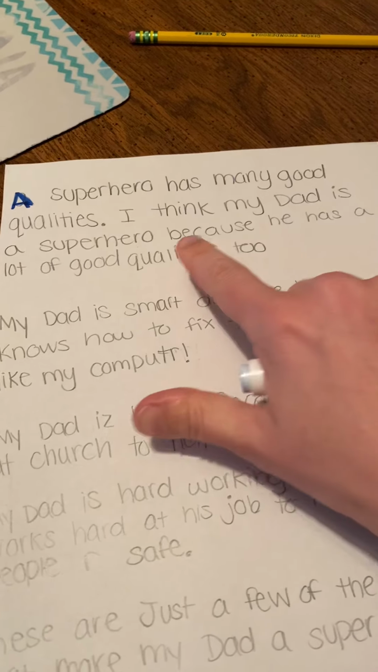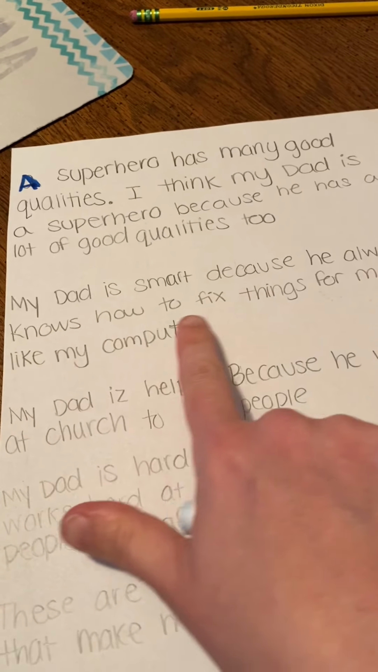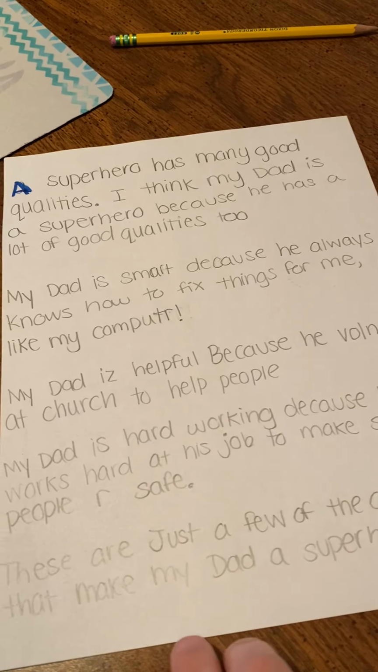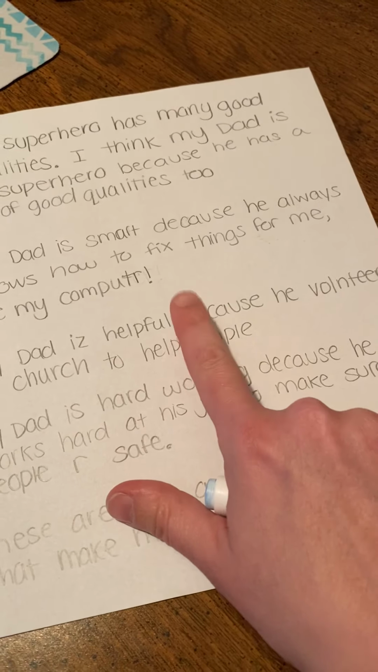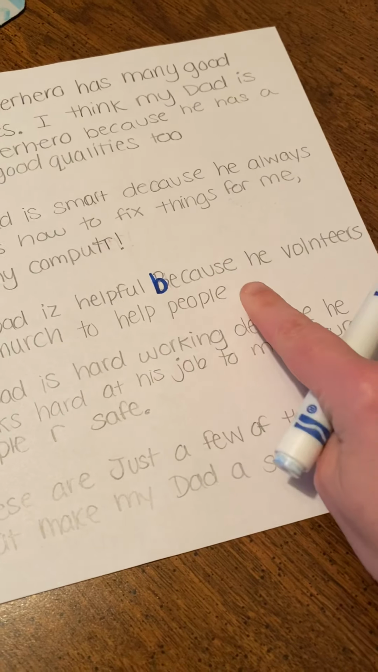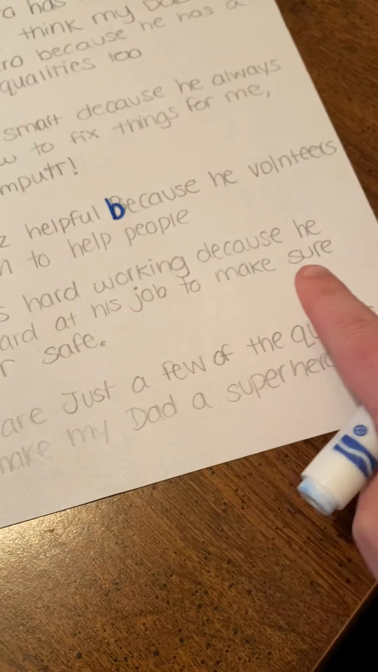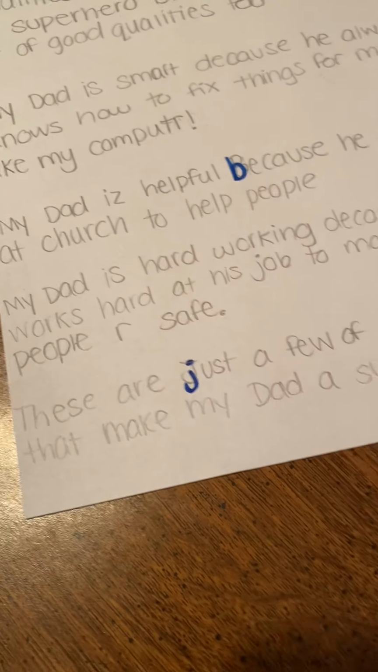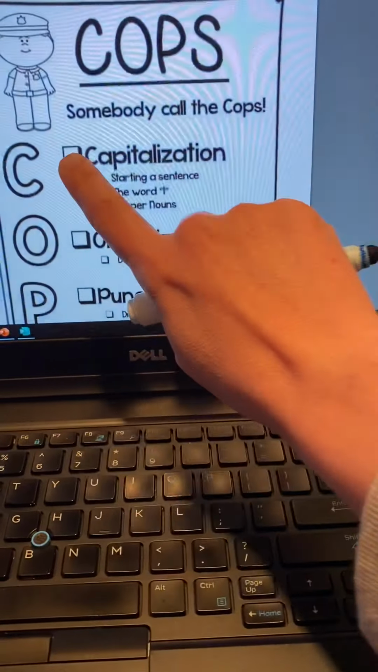I think my dad is a superhero because he has a lot of good qualities too. My dad is smart because he always knows how to fix things for me, like my computer. Capital letter right there. There's no proper nouns, no letter I, or no, the letter I is a word. My dad is helpful because, oh, why is this capitalized? It's in the middle of the sentence. It does not need to be capitalized. He volunteers at church to help people. My dad is hardworking because he works hard at his job to make sure people are safe. These are just, that does not need to be capitalized, a few of the qualities that make my dad a superhero. All right, so I can check off capital letters.